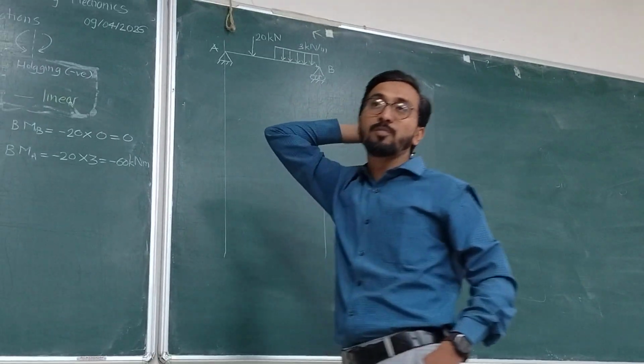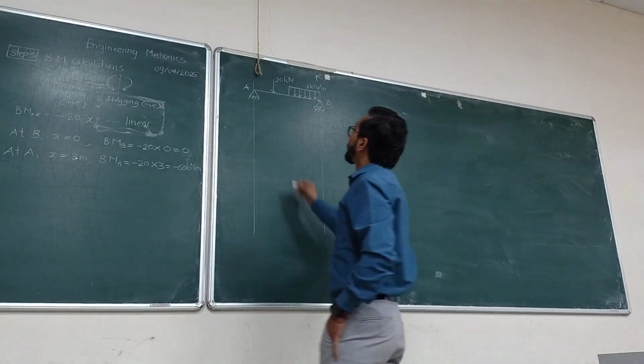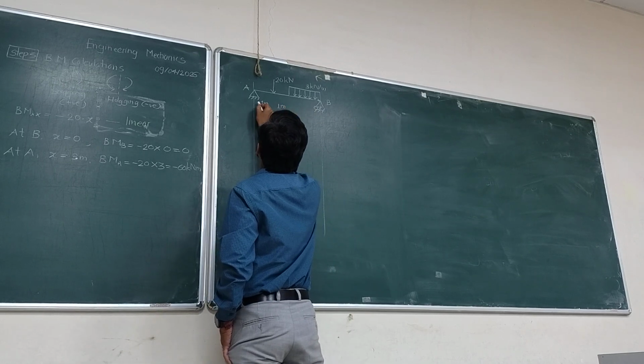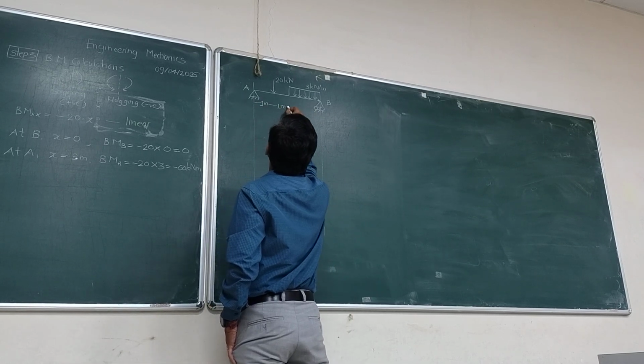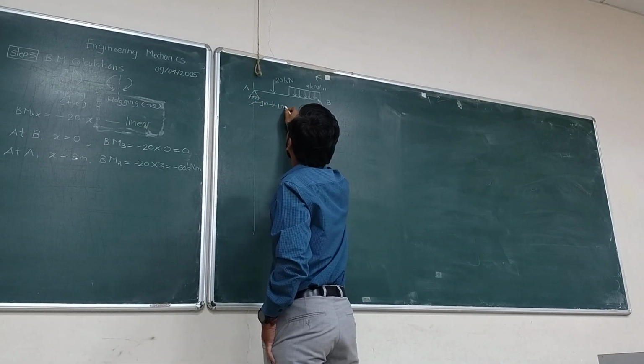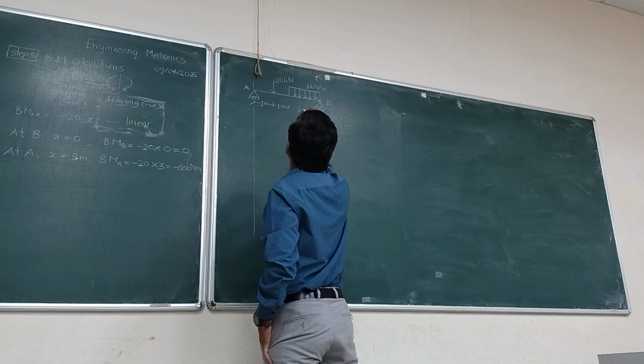This is the simply supported beam with a hinged support at A, roller support at B. Let us say this distance is 1 meter, 1 meter. So point load is acting at 1 meter from the left support, and UDL is at 2 meters.